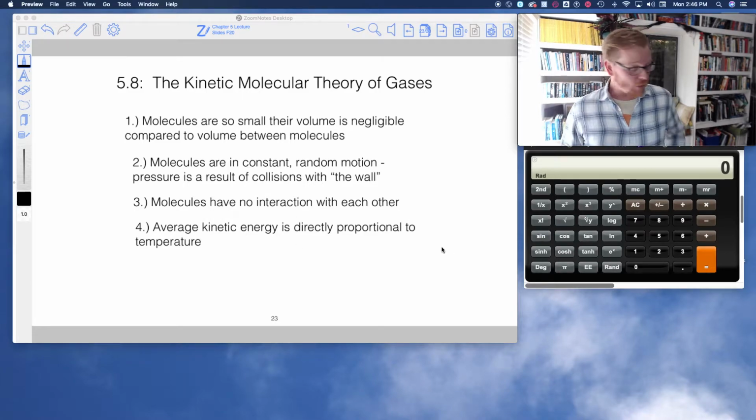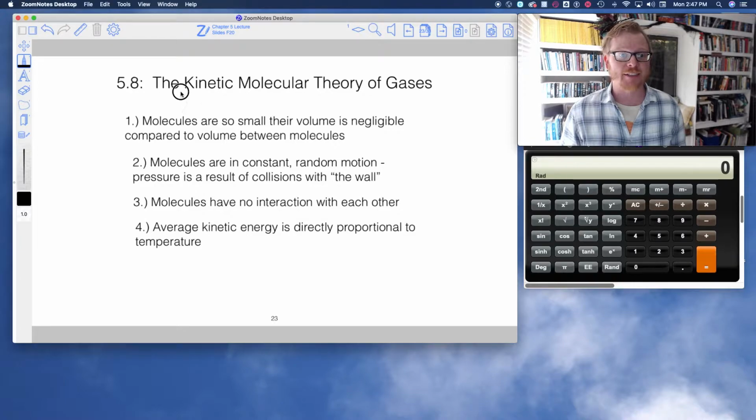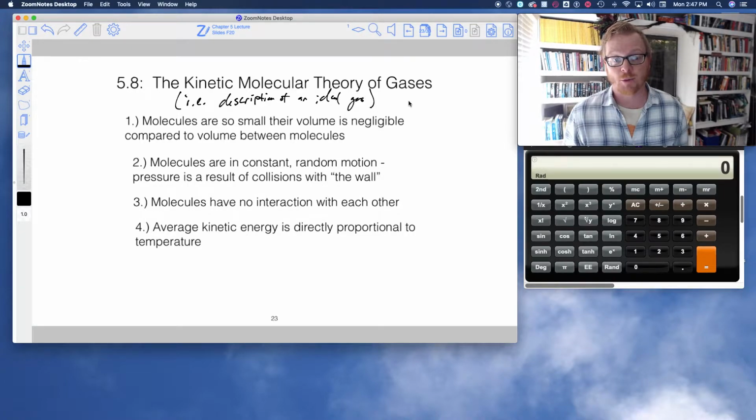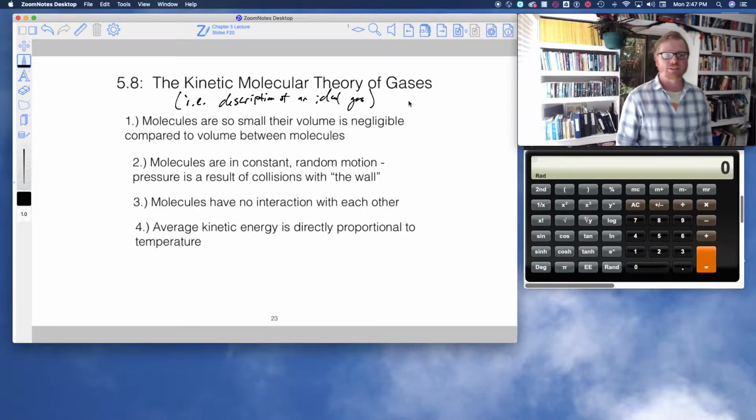So I'll first start with the kinetic molecular theory of gases, i.e. the description of an ideal gas. Okay, so this is the description of an ideal gas.